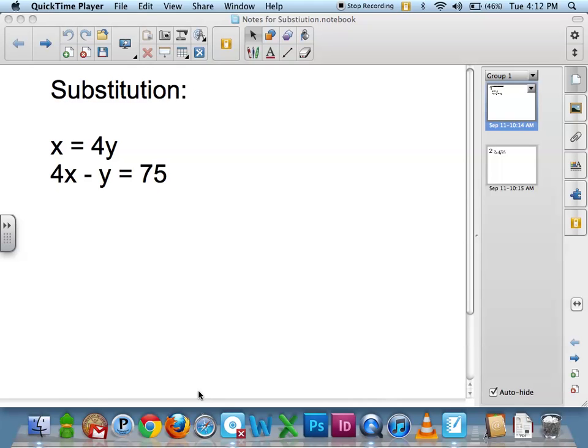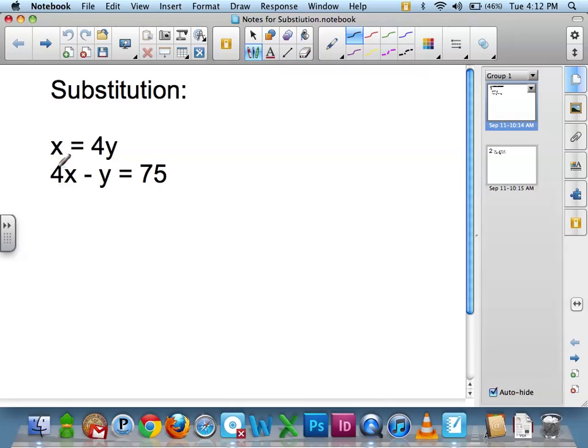Alright, so let's start with substitution. Now we've just talked about graphing two equations on the same graph, on the same coordinate plane. Now we're going to talk about what's called substitution. And the way this works is you're going to be given two different equations. So you might have one that says x equals 4y and another one that says 4x minus y equals 75.